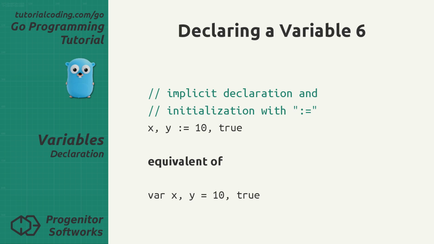From a code readability standpoint, you should use this for short-lived variables that are used in close proximity. I recommend using one of the more explicit declaration forms for variables with a wider scope.